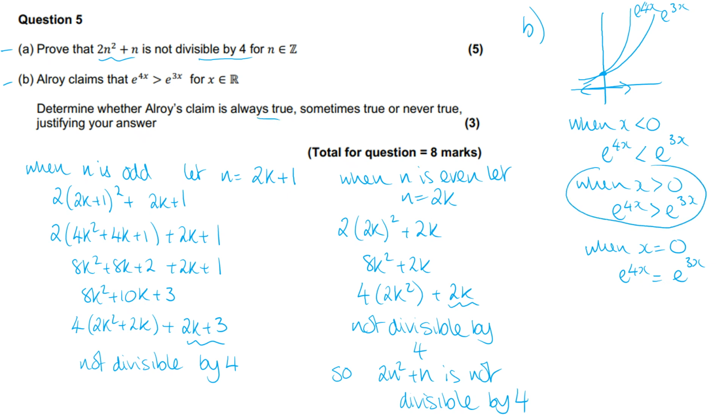So always true, sometimes true, never true. It's actually just sometimes true for when x is bigger than 0.